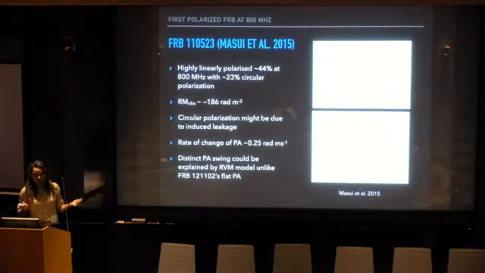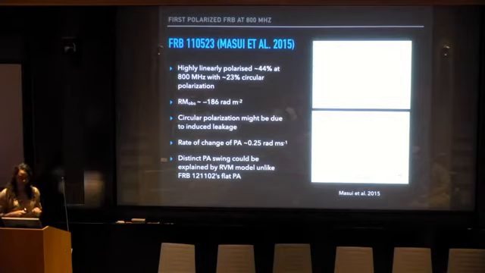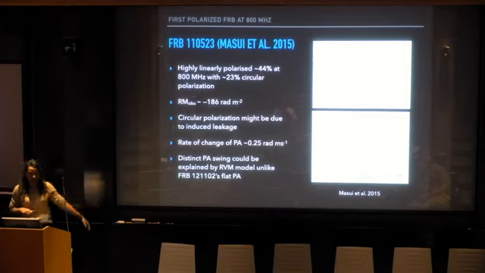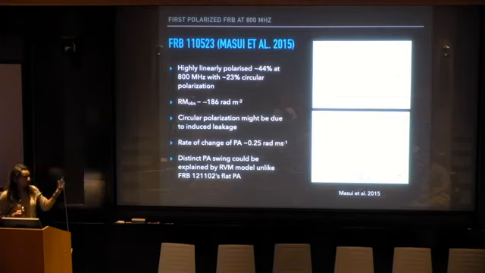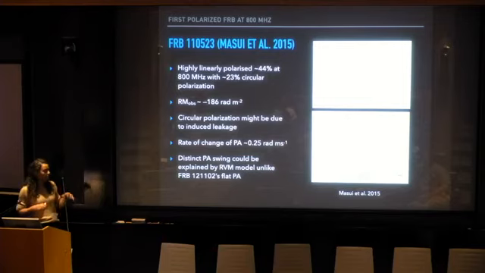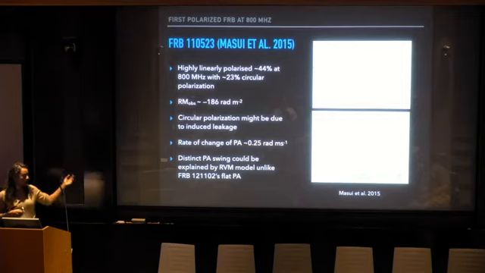The next FRB we're looking at is 110523. This was the first highly polarized FRB at 800 megahertz. The circular fraction that you see here could almost entirely be accounted for by leakage. The reason this FRB is interesting is that, so far, it was the only FRB to have a PA swing across the duration of the pulse, which suggests that this is a rotating star. So you could use the RVM model that we use for pulsars to constrain an emission geometry.